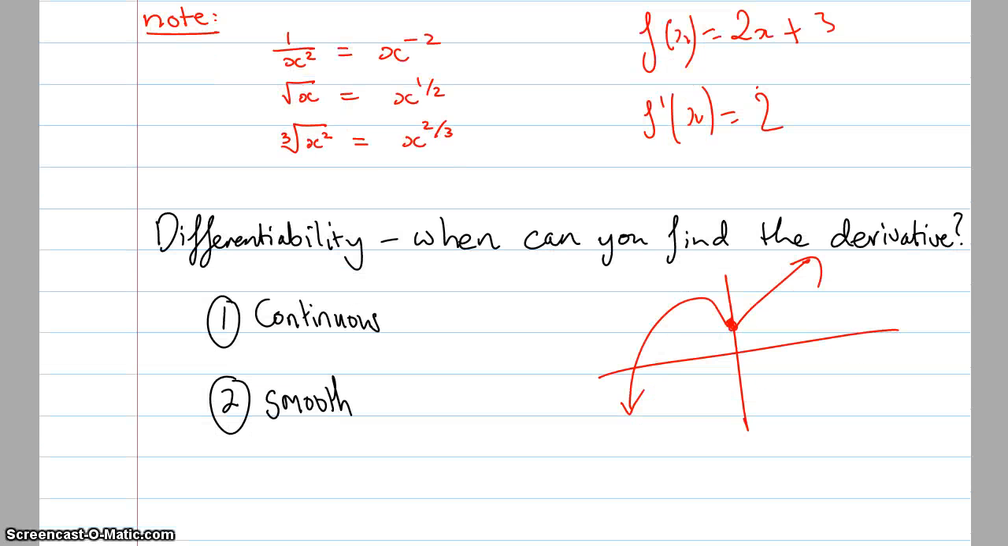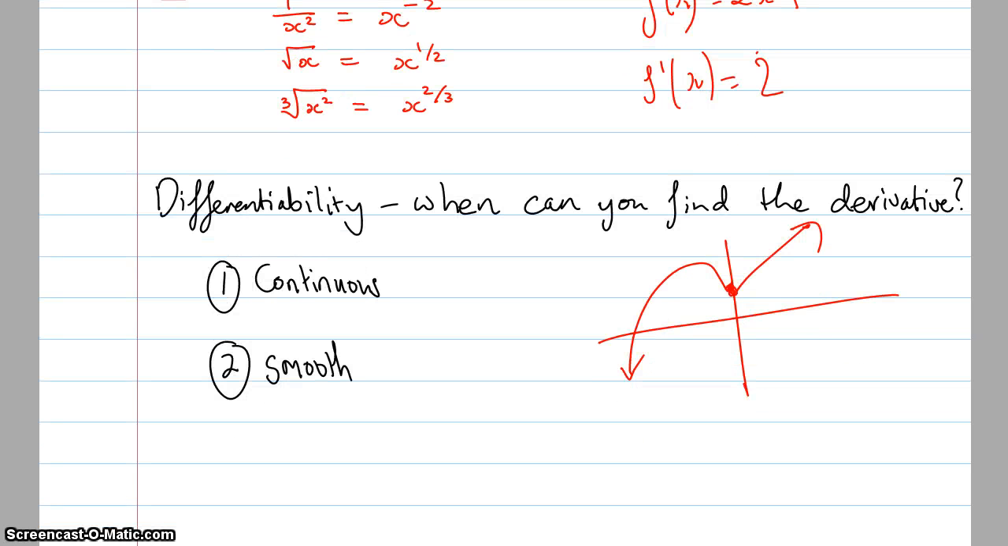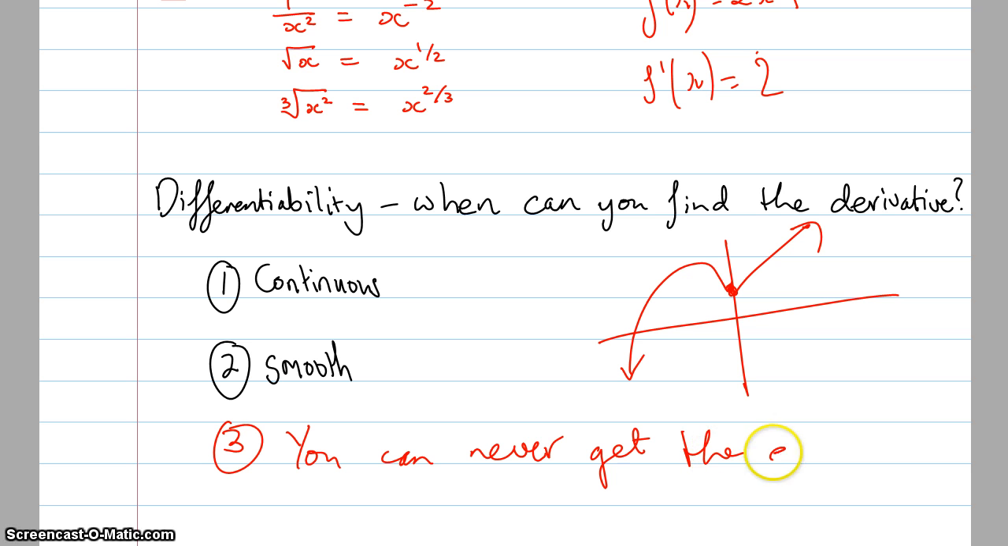And one last thing I'll put onto this, that people make mistakes on every single year, and I don't want you to, so I'm going to write it in red, and that is, you can never get the derivative, very messy writing, sorry, at an endpoint. It doesn't matter whether it's an open circle or a closed circle, you still cannot get the derivative at that particular point. Okay, there's one exception that I might show you later on in the term, but can I just say a general blanket rule, you can never ever find the derivative at an endpoint.